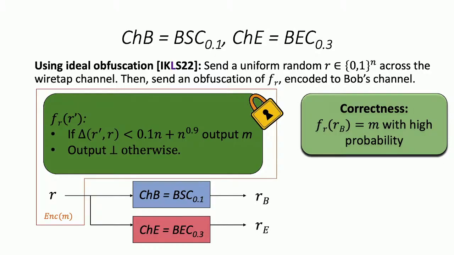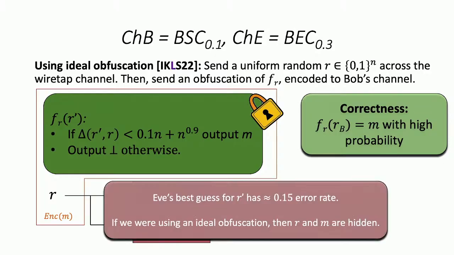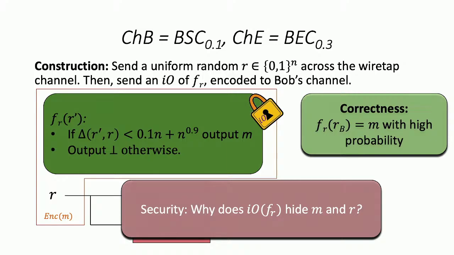The idea is that when R is sent through both channels, Bob will have approximately 10% of it flipped. Eve will have about 30% of it erased. Bob can just plug his received string, R sub B, into this function. By a standard Chernoff bound, this inequality will be satisfied with overwhelming probability, so you can recover the message M. And Eve's best guess for R has about a 0.15 error rate, and that's much too high. If we're using ideal obfuscation, both the hard-coded values R and M are completely hidden. So that's security. And now the question is, can we just replace this with I/O?